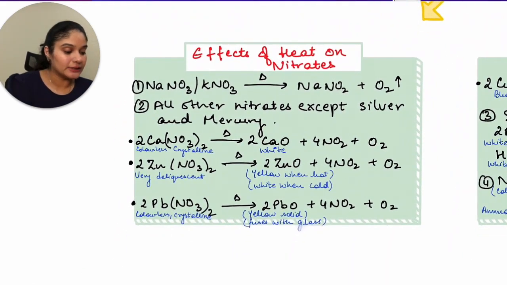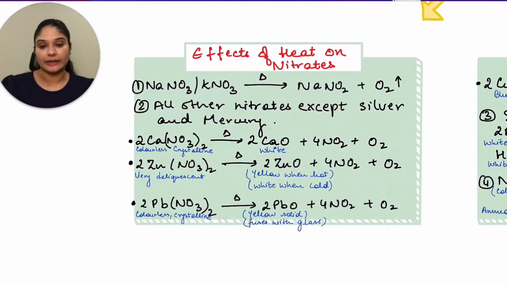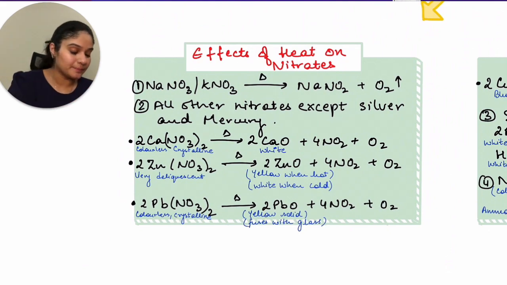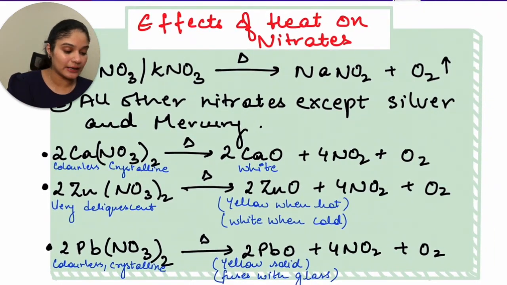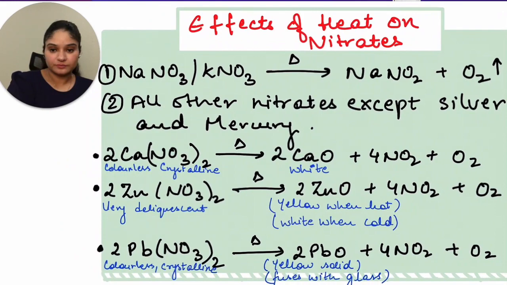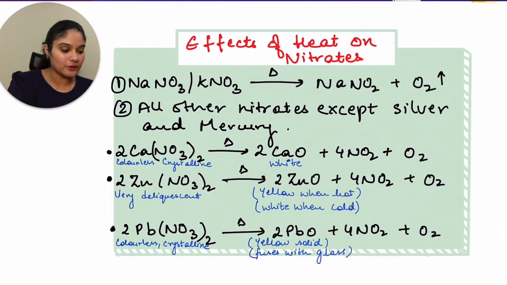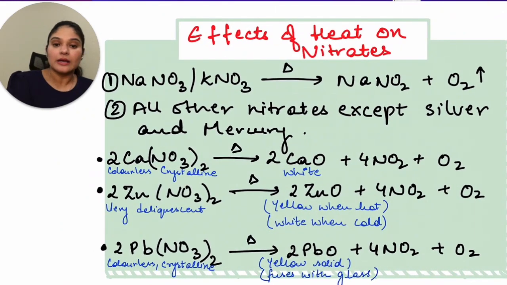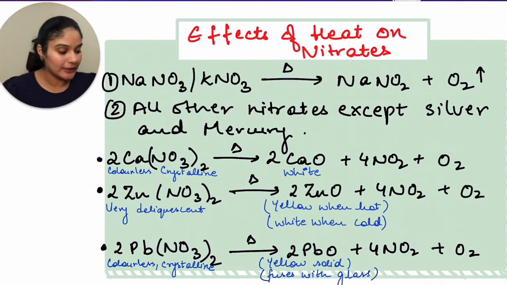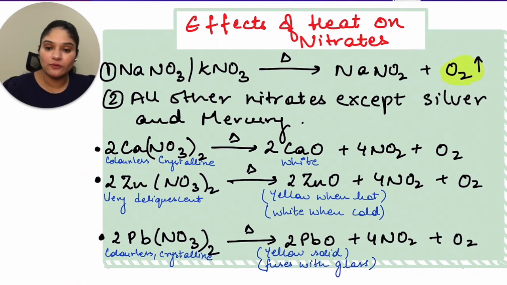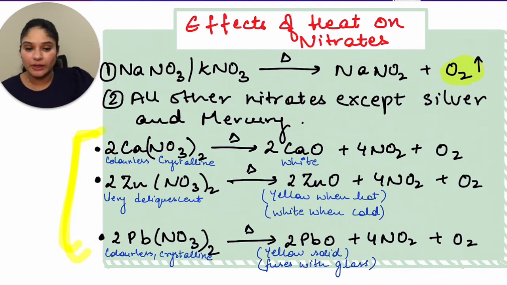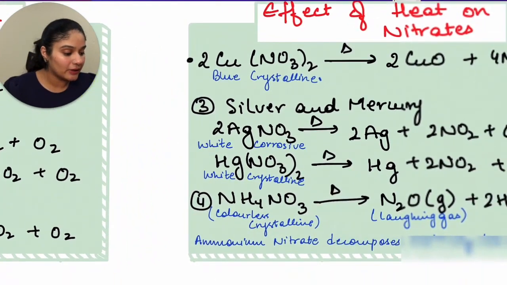The next is effects of heat on nitrates. This is pretty simple. Let's look at that. Sodium nitrate and potassium nitrate get decomposed on heating. You get NaNO2 plus oxygen. Oxygen comes out, that's it. All other nitrates except silver and mercury. So these equations are for all except silver and mercury, and for silver and mercury I have mentioned it right here.